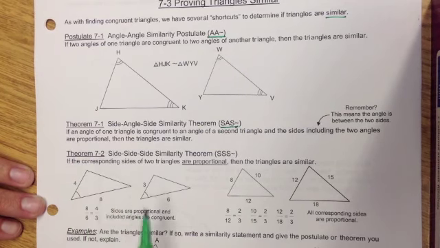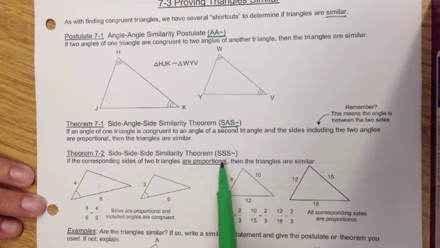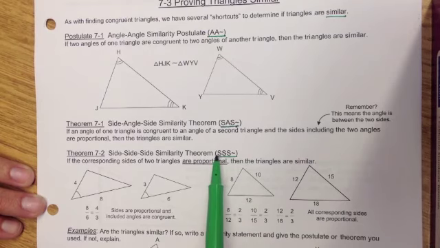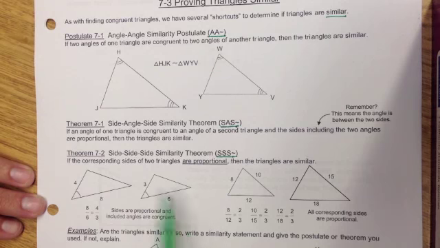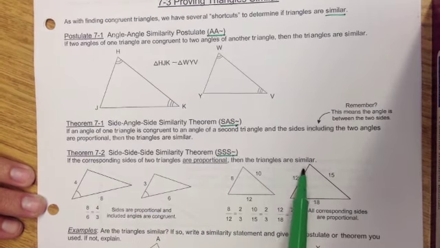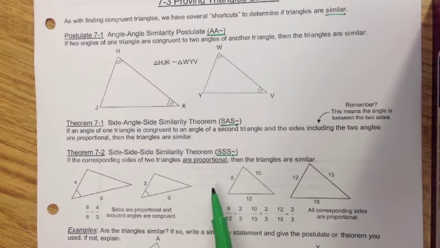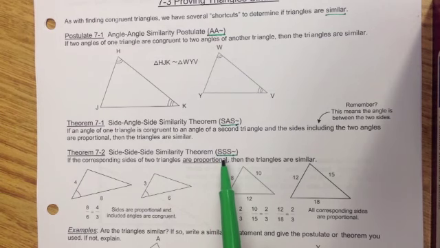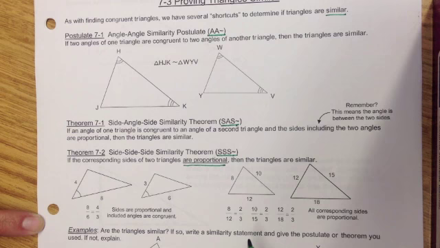Theorem 7-2 is the side-side-side similarity theorem. Again, we're going to abbreviate that with an SSS with the similarity symbol at the end. This one says if the corresponding sides of 2 triangles are proportional, then the triangles are similar. This is different from the side-side-side theorem that we used when finding congruent triangles. Now the sides need to be proportional rather than congruent.